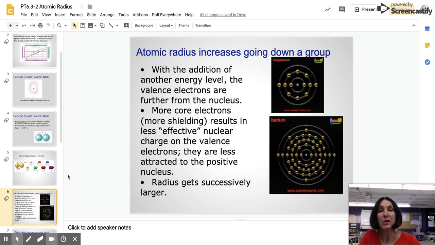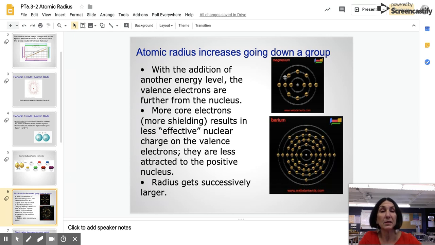So the first trend, going down a group. This one is a bit easier to understand because it makes sense that as you go down a group in the periodic table, there's more and more energy levels. There's also more and more electrons. So it stands to reason that the radius is going to get larger.